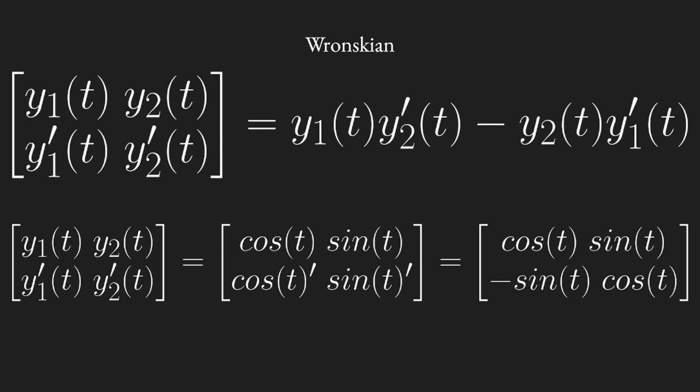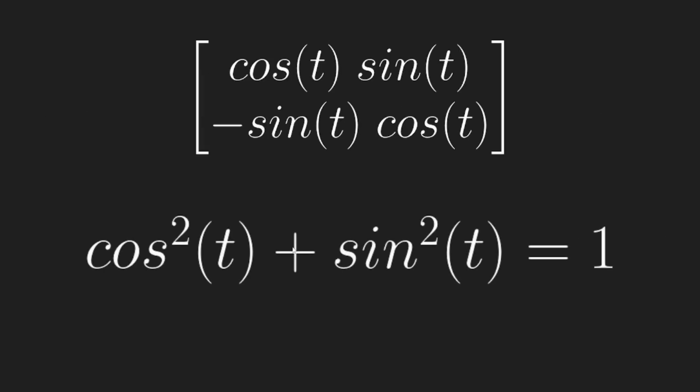So let's look at a Wronskian. Let's get the Wronskian of it. So y1 of t is cosine, y2 of t is sine. The derivatives of them are right here. Let's cross multiply them. Cosine of t times cosine of t is cosine squared of t minus sine of t times negative sine of t equals positive sine squared of t, right? And then we get this. It's equal to 1. 1, guys.